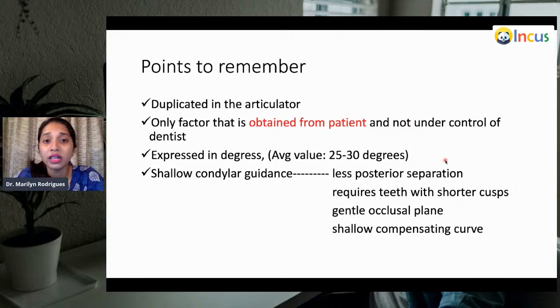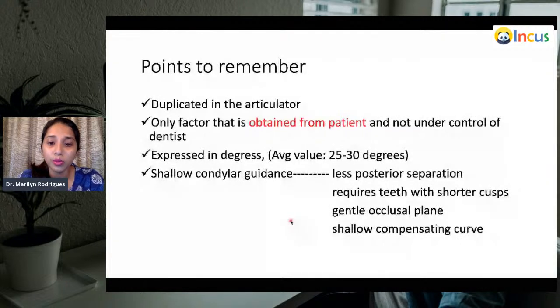Now, as I was telling you, they will give you different clinical situations. So I have made one clinical situation over here. What if the condylar guidance is shallow, meaning it is on the lower side? If you have a lower condylar guidance, there is less posterior separation of the teeth. Therefore, it requires teeth with shorter cusps, a gentle occlusal plane, and shallow compensating curves. As I told you before, we have to apply Thielmann's formula here. In a shallow condylar guidance, it is directly proportional to your cuspal inclination, occlusal plane, and compensating curves. Directly proportional meaning, with a decrease in condylar guidance, you decrease the cusp angle, decrease the occlusal plane, and give shallow compensating curves, which has been written over here.